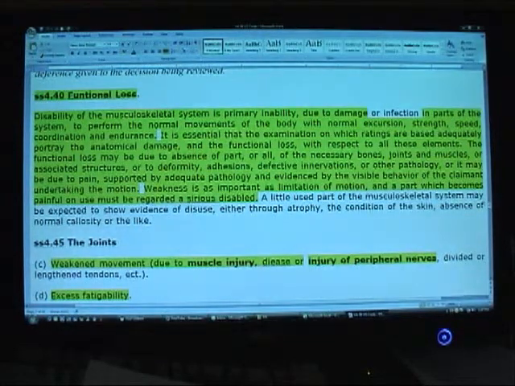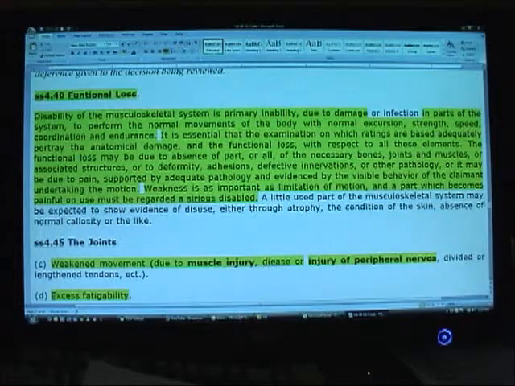The functional loss may be due to absence of part or all of the necessary bones, joints, or muscles, or associated structures, or to deformity, adhesions, defective innervation, or other pathology. Or it may be due to pain supported by adequate pathology and evidenced by the visible behavior of the claimant undertaking the motion. Weakness is as important as limitation of motion, and a part which becomes painful on use must be regarded as seriously disabled.